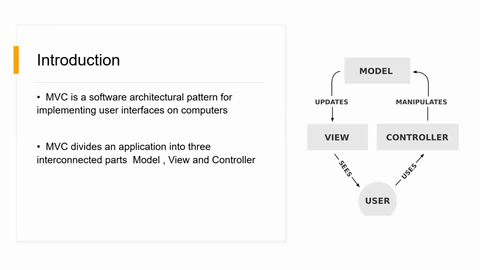Basically, first, introduction. MVC is a software architecture design pattern for implementing user interfaces on computers. It consists of mainly three kinds of components: the model, the view, and the controller. Each of these components was built to handle specific development aspects of an application. MVC is one of the most frequently used industry standards in web development to create scalable and extensible objects.